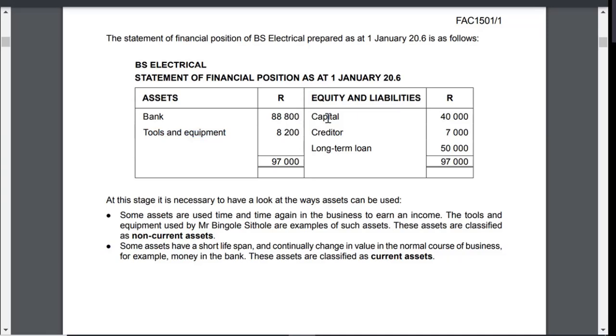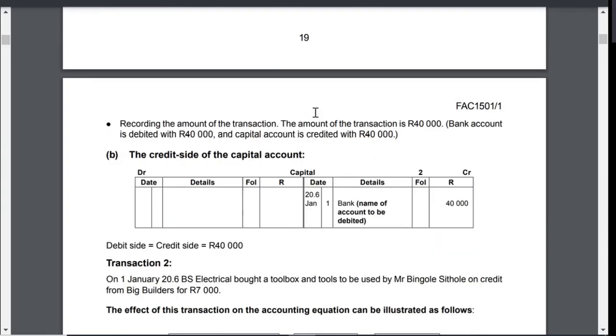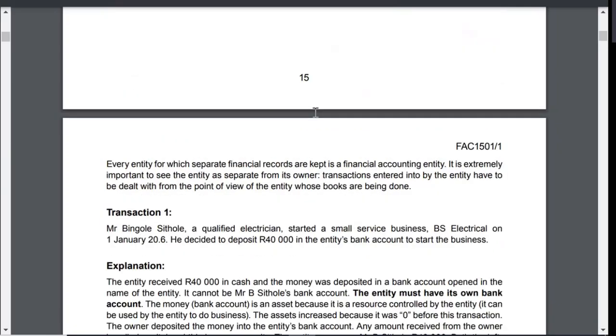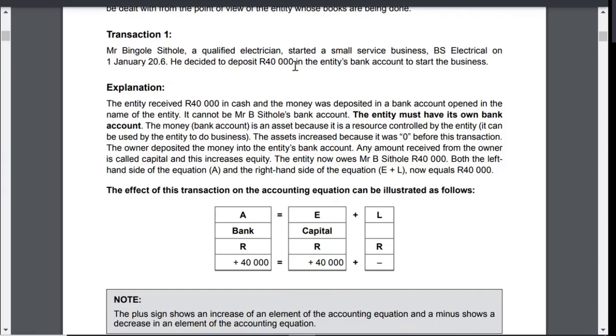And remember, always when you look at the statement of financial position, you're only looking at assets, liabilities, and equity only. So let me just go up a bit. I just want you to understand how they got to that statement of financial position.